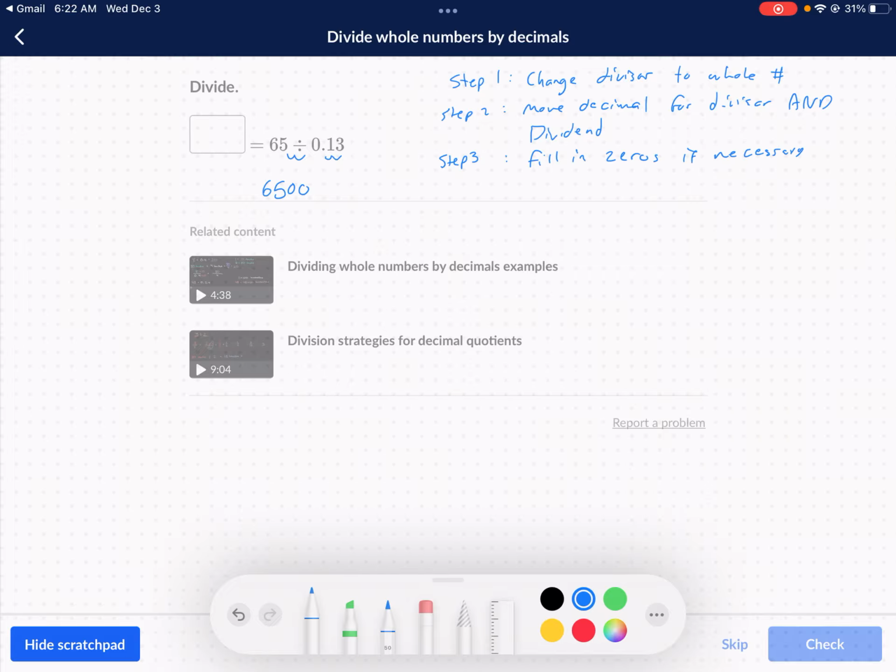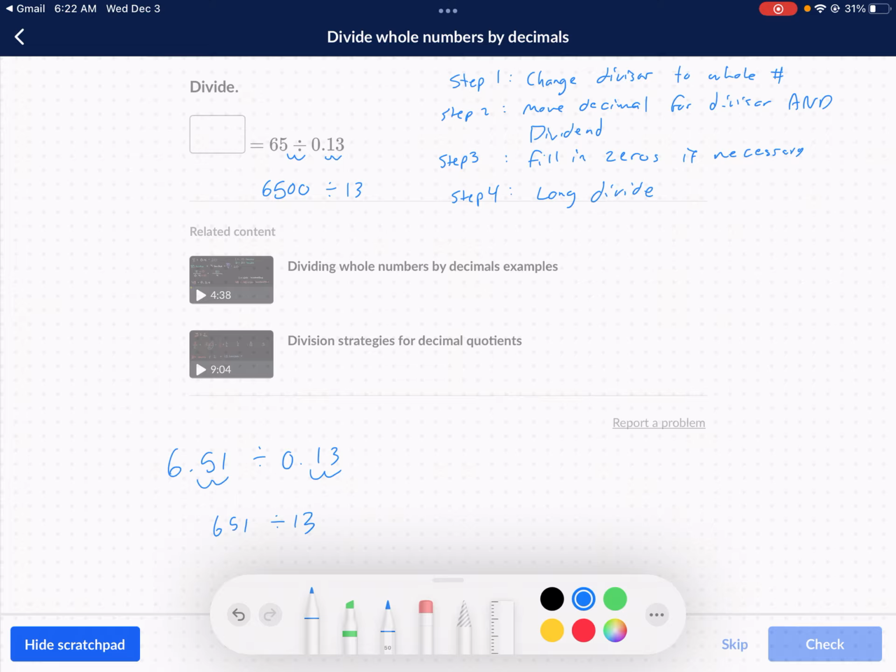A problem where you don't need it, for example, so if this was 6.51 divided by 0.13, I'd move it over twice. It would become 651 divided by 13. I wouldn't need any zeros there because I moved the decimal over twice, and I didn't have any gaps, so to speak. And then step 4 is just divide. We'll call that long divide.